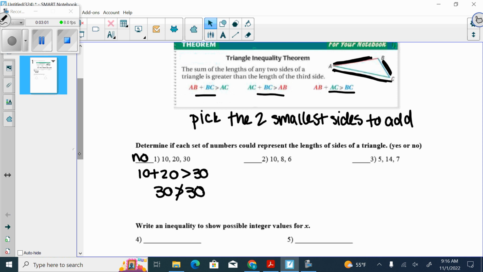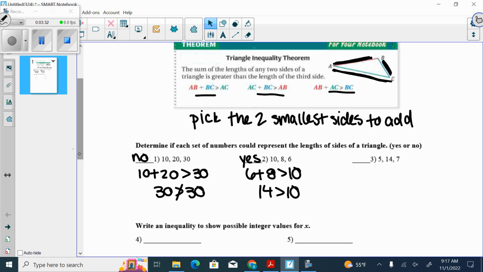Same idea for number 2. What are my two smallest sides that I'm going to pick to add together? I have 6 plus 8, which must be greater than the third side. What is 6 plus 8? 14. Good. And is 14 greater than 10? So would this make a triangle? Yes.